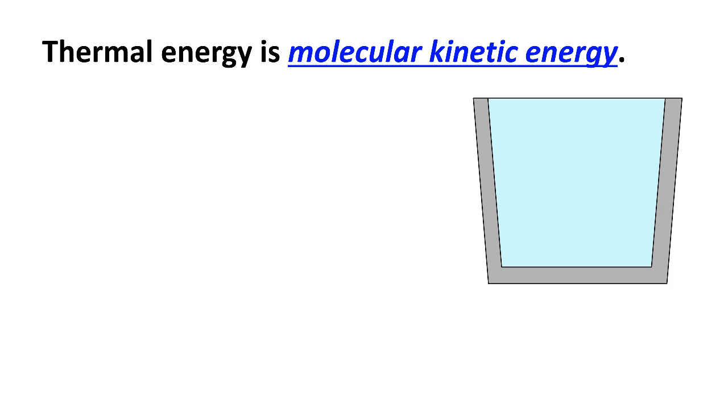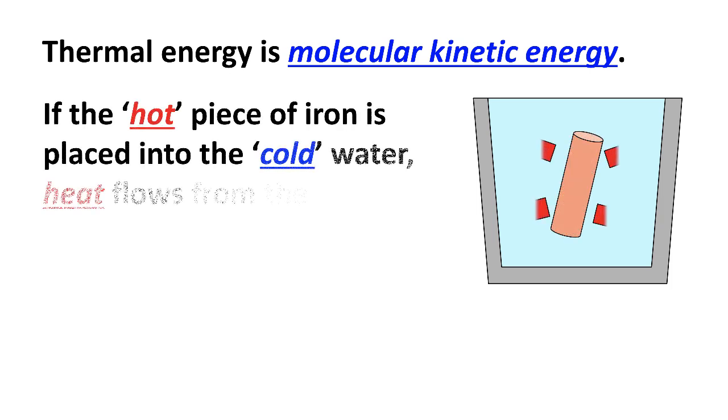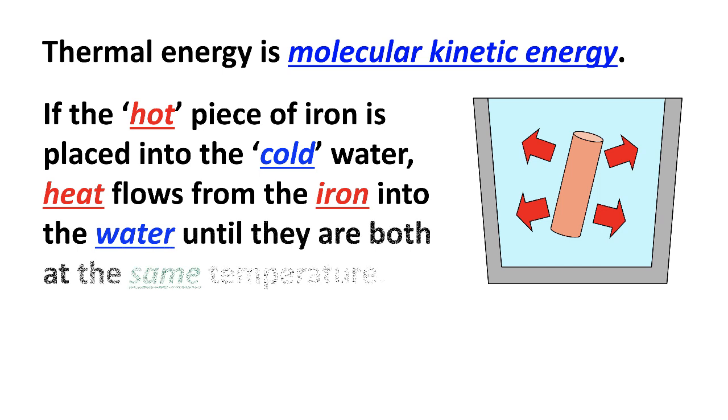And if we have two different substances and we place them in contact with each other, so for example, if we take the hot piece of iron and place it into some cold water, what we find is heat flows from the hot piece of iron into the colder water, and this heat flow continues until both substances are at the same temperature.